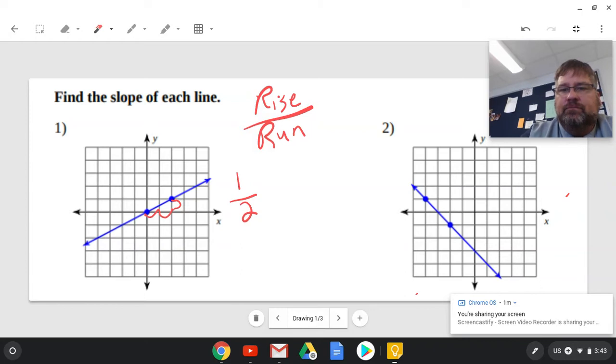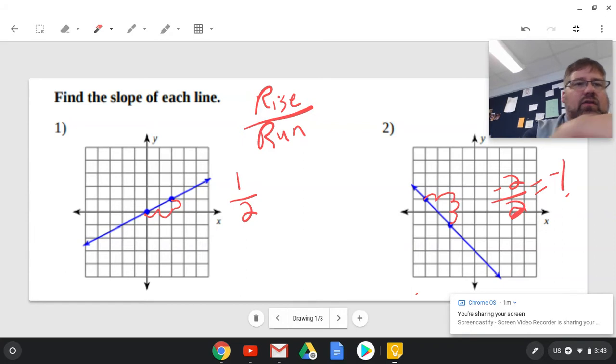The second one, I like starting at the leftmost point. You can go any direction you want, but I like starting at the leftmost point. I count my run, 1, 2, and then down, 1, 2. I went down 2, so negative 2 over 2 is a negative 1.